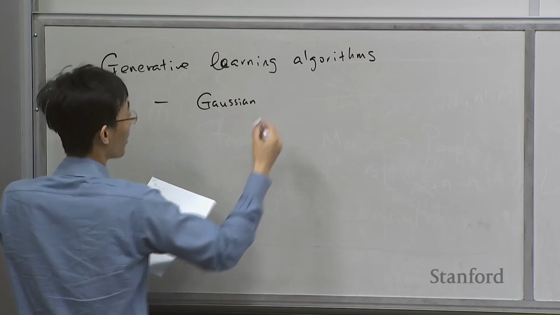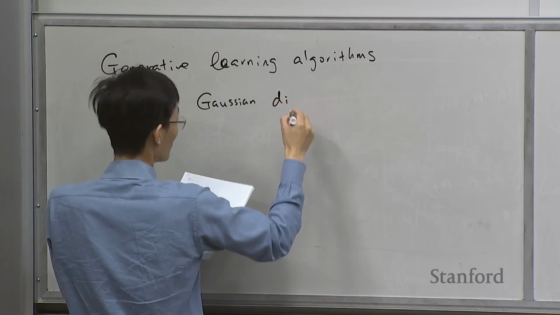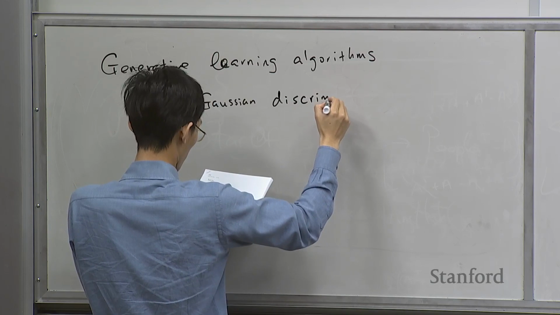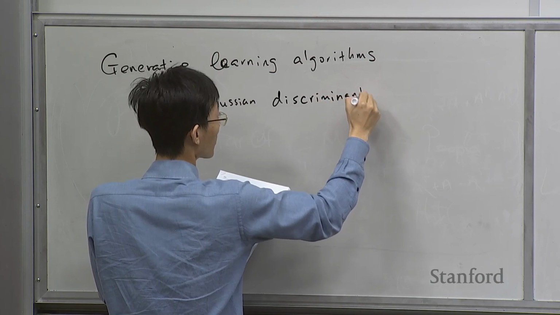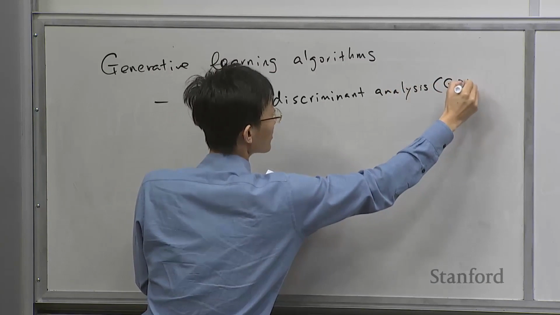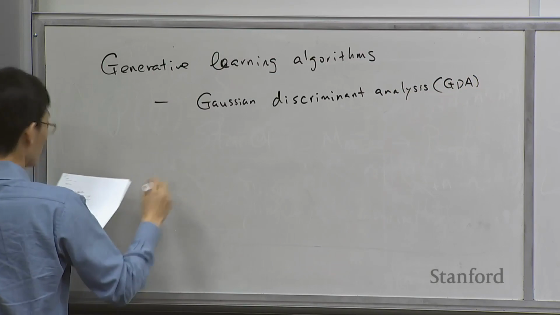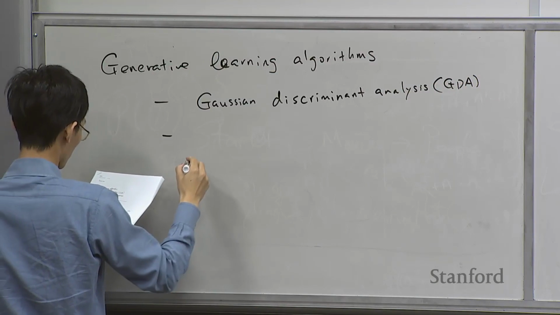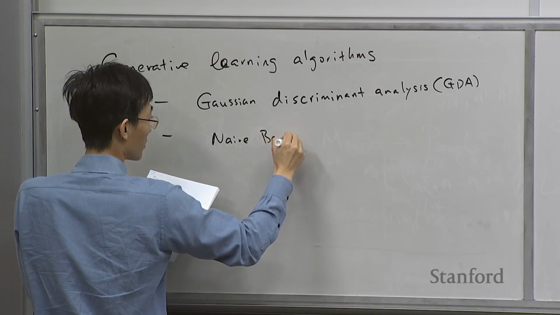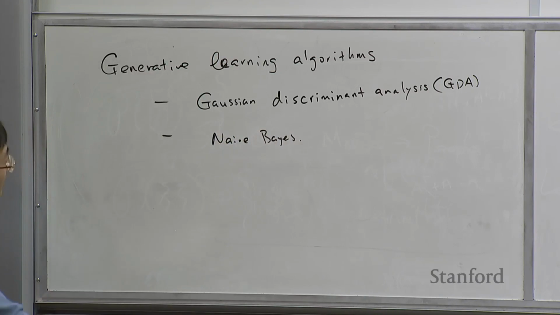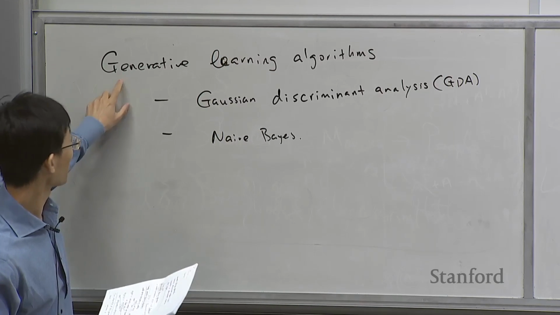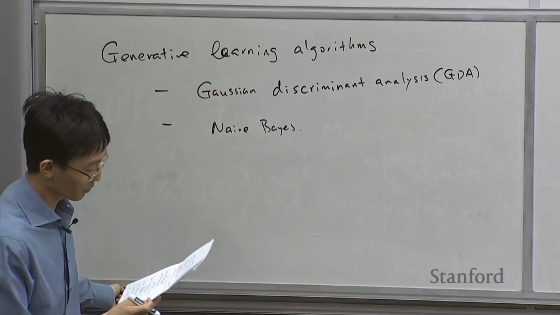These are all new words that I have to define as I introduce them. GDA. And another type of algorithm is called naive Bayes. Okay, so let me get started. I'll start by defining what I mean by generative learning algorithms.